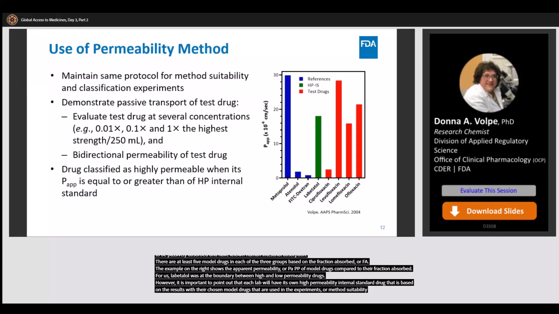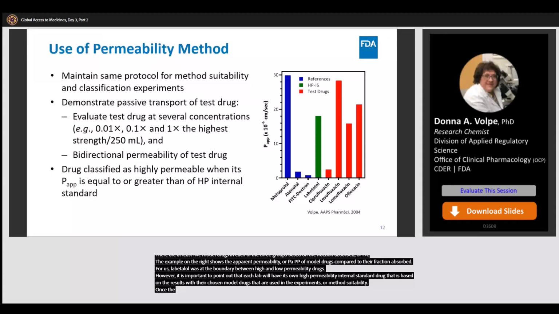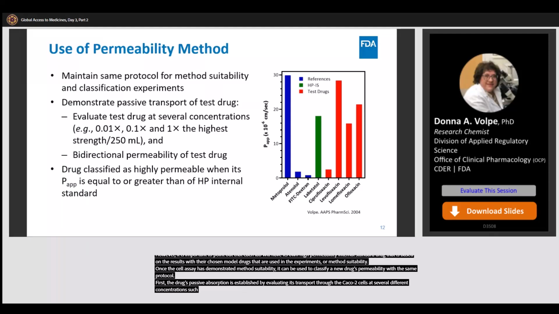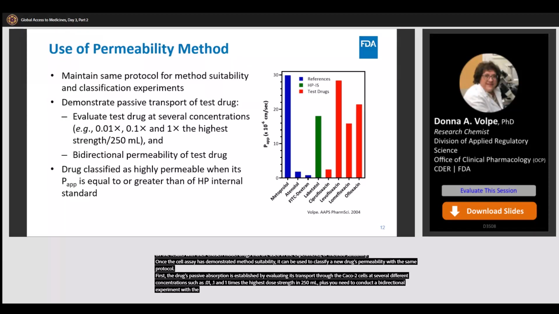Once the cell assay has demonstrated method suitability, it can be used to classify a new drug's permeability with the same protocol. First, the drug's passive absorption is established by evaluating its transport through the CACO2 cells at several different concentrations, such as 0.01, 0.1, and 1 times the highest dose strength in 250 mLs. Plus, you need to conduct a bidirectional experiment with the test drug to see if it is subject to efflux.